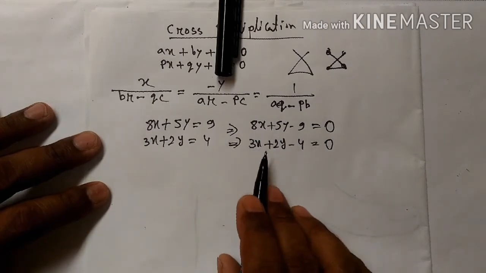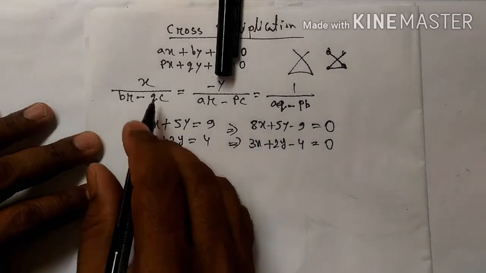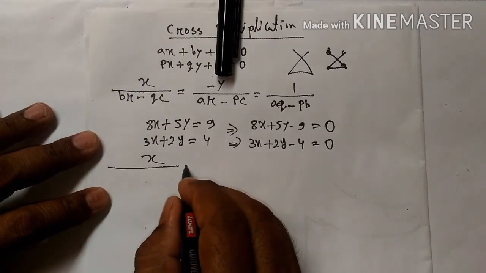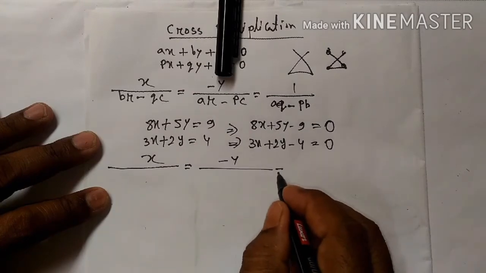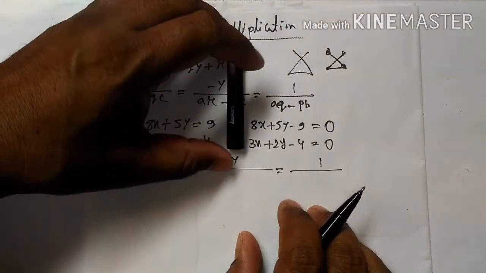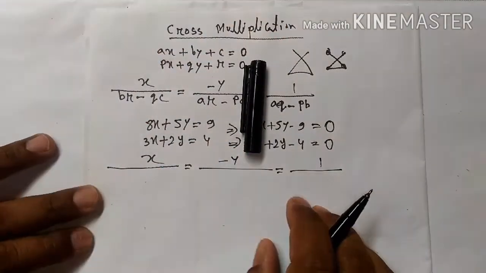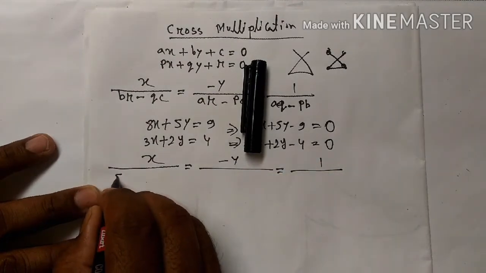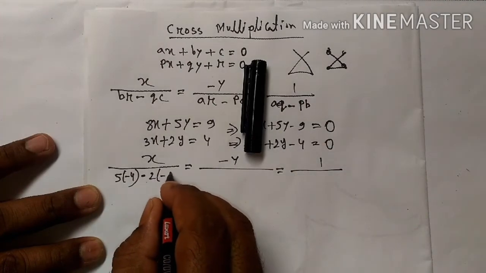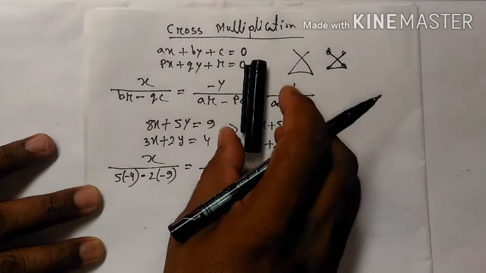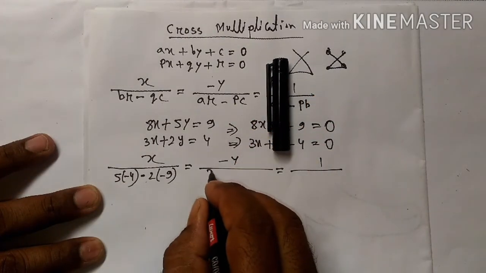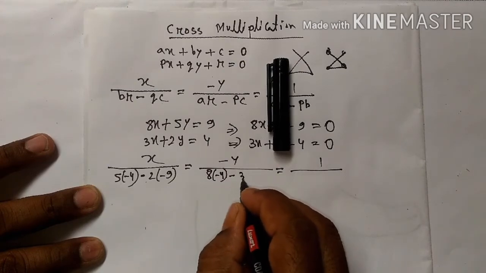You have to use this one. So using the above formula, I get x by something equal to minus y by something equal to 1 by something. So you have to remove the x function in case of x. So it is 5 into minus 4, in the middle there is a minus, 2 into minus 9. So x is complete. After that y, you have to remove y, and this will come 8 into minus 4 minus 3 into minus 9.